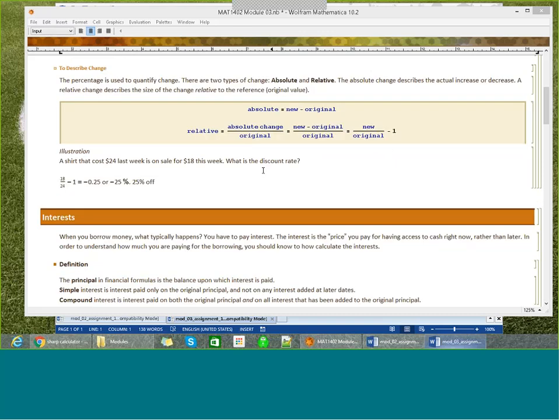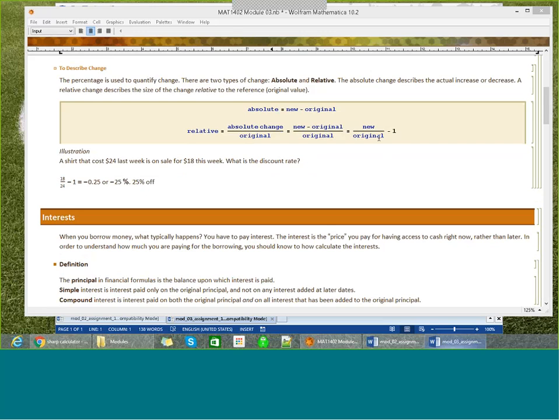So for example, let's say you have a shirt that's 24 bucks last week, so that's the original number, and it's on sale for 18 bucks this week, so that's the new number. What is the discount rate? It's asking for the relative change. So what you do is use this formula right here.